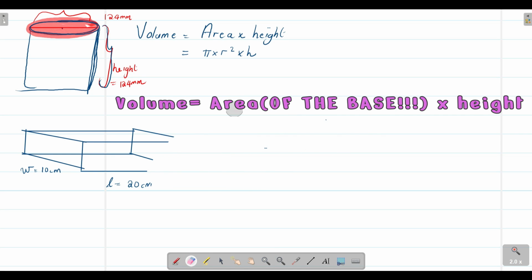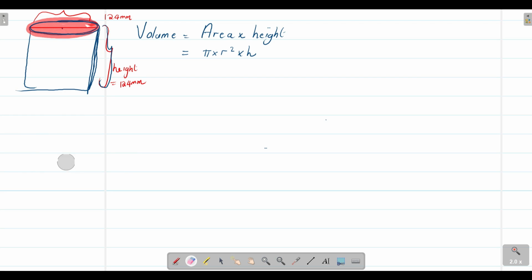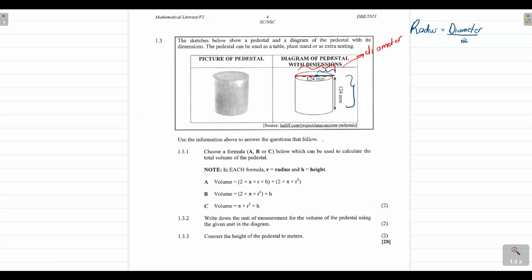But that is just additional information. Let's have a look at the question. The question is basically asking us to choose a formula. Is it A, B, or C below, which can be used to calculate the total volume of the pedestal? We already established that this pedestal is a cylindrical shape. So when we're calculating the volume, we need to use the formula for a cylindrical object, where you take into consideration the 2D shape, which is a circle. So the area of this circle multiplied by height.